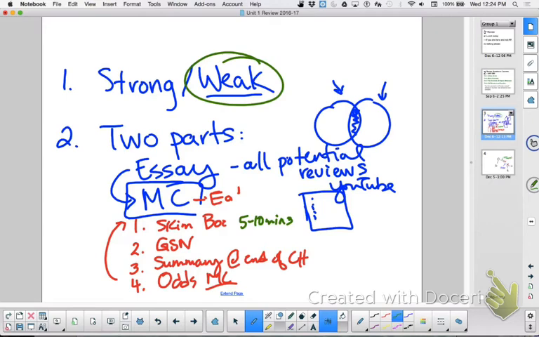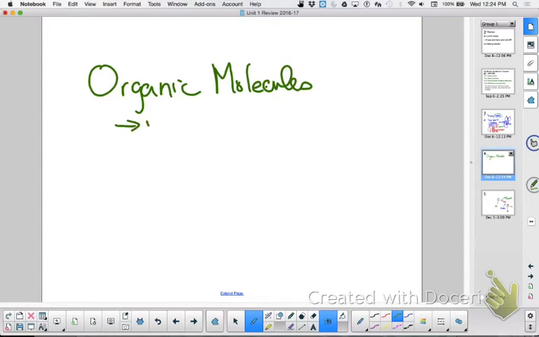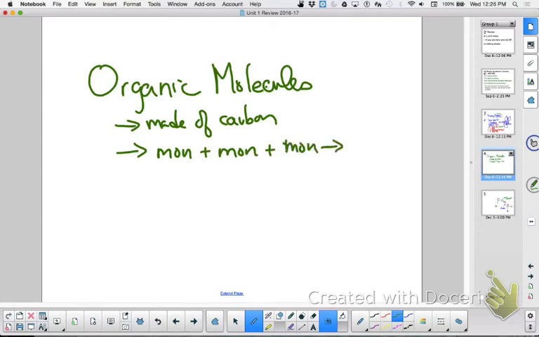Then it starts going into carbohydrates, lipids, proteins, and nucleic acids. I better have a good understanding about those, but I'm going to back that up. If I have organic molecules, I know a couple things. I know they're made of carbon. What are some other things I know about organic molecules? There are small little monomers, right? And I know I can take monomers and join them to another monomer, and I can get a what? Polymer.